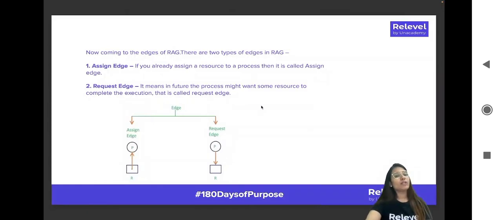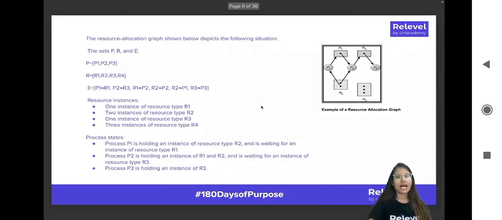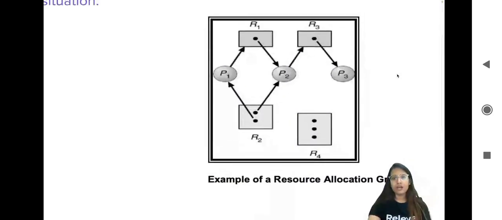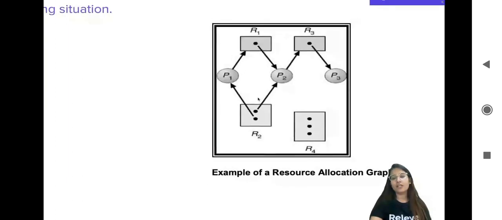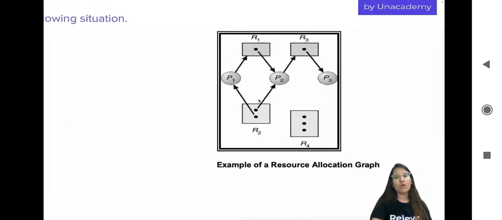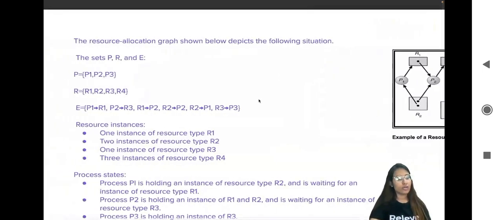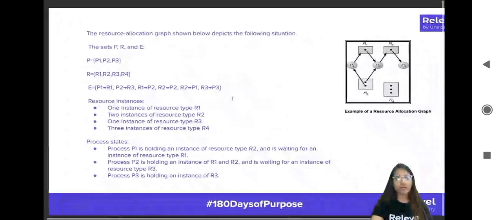So we've talked about vertices now, and we've talked about edges as well. Let's actually see an example to fully understand the concept. Here is a resource allocation graph which depicts the situation. Here you can see that P1 is requesting resource R1. I'll zoom this a little bit. R1 is held by P2. P2 is requesting R3, where R3 is held by P3. And for the resource R2, as there are two instances available, both P1 and P2 are holding the resource R2.